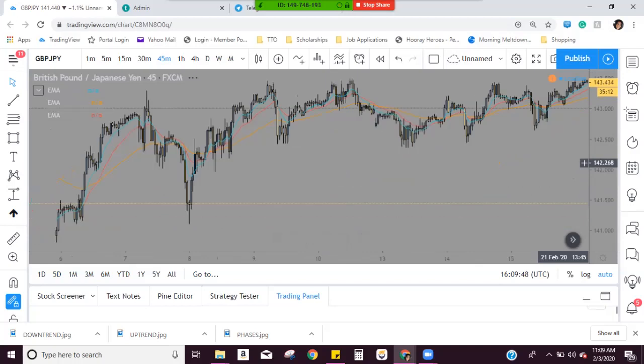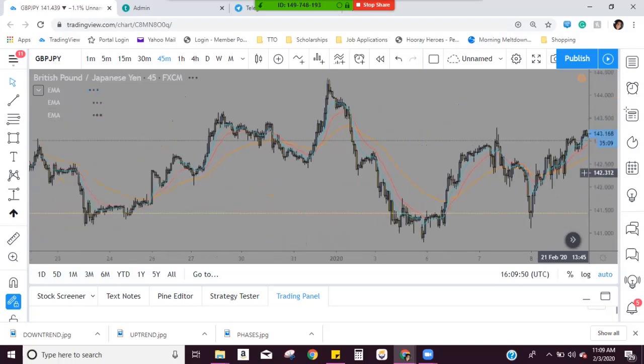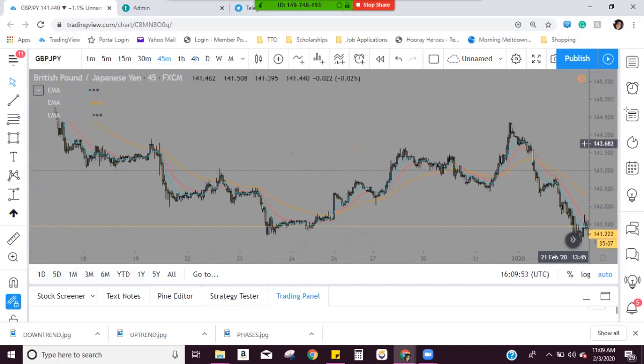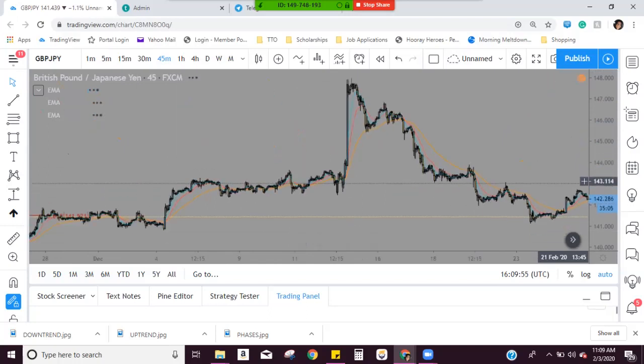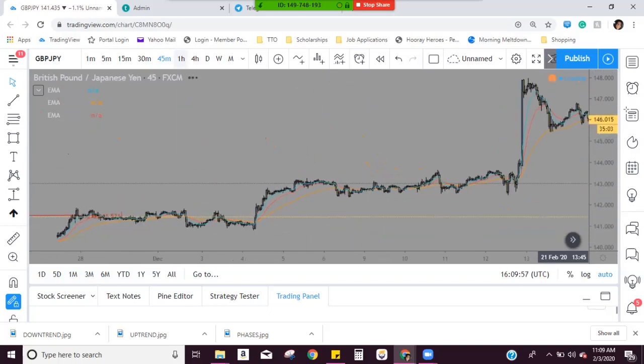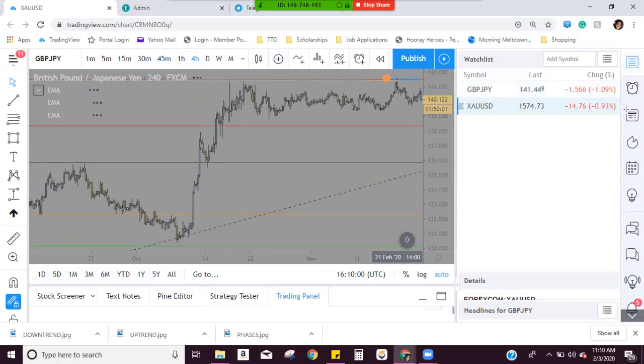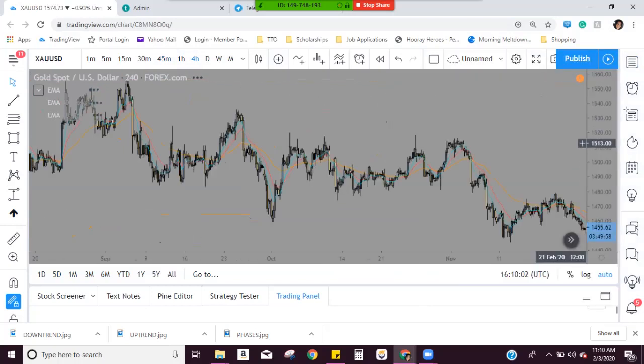Now, let's say you do fibs again. You can do them on downtrends. You can do them on uptrends. It honestly does not matter. You can do it on any trend you want. Let's pick another chart. Let's do gold really, really fast so you guys can see it.